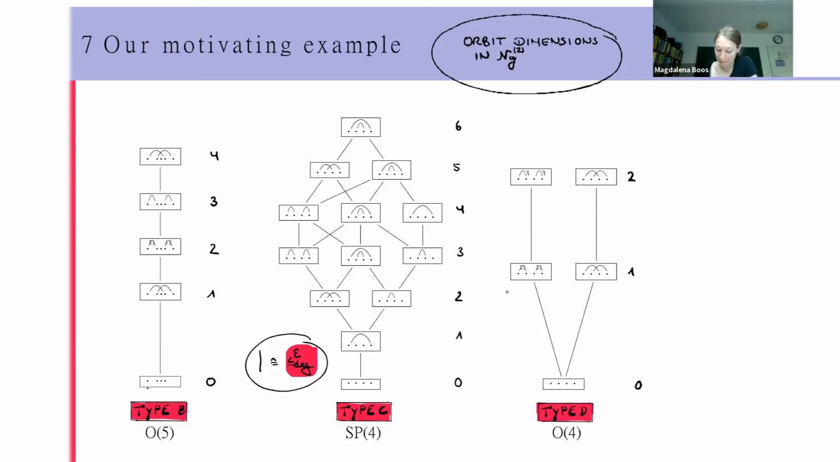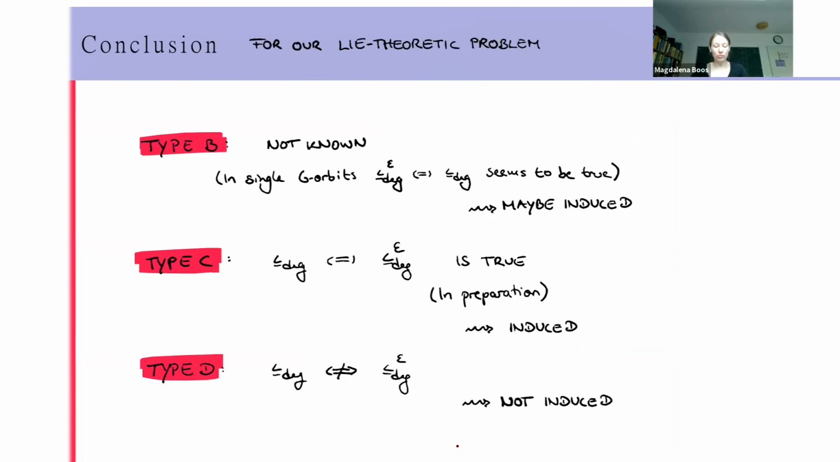So if we put this into the general picture, then we see that for our Lie theoretic problem in type B, we don't know. In single G orbit, it seems to be right. So if the rank is the same, we seem to have the same degeneration order. In type C, it's true. It's in preparation. We work on it. But in type D, it's not true. And there's always a counterexample for every size.